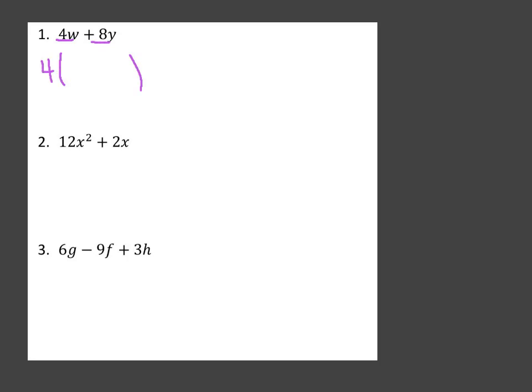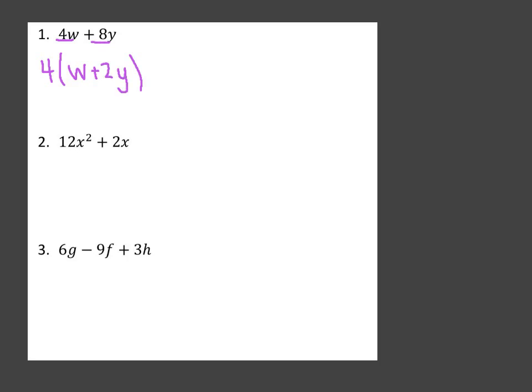Now what I'm going to put in my parentheses is what is left over after I divide each term by the number 4. So the first term was 4w. If I divide by 4, all I'm left with is w. The second term was 8y. So if I take 8 divided by 4, that's 2, and then the y stays there. I have now factored this using GCF.